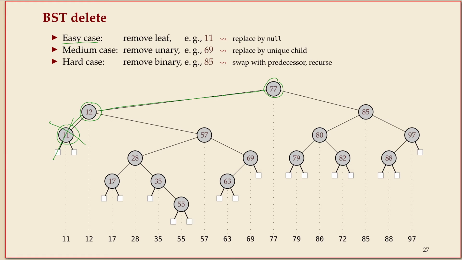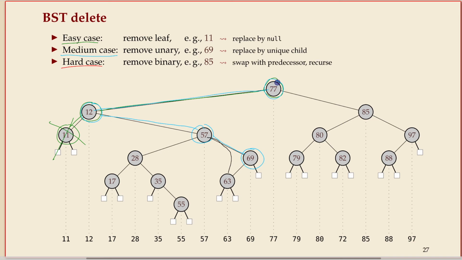A slightly harder case is if we end up at a node that has one child, like in the case of 69. In this case, we can't just remove this node because then we would leave this subtree dangling in thin air. What we instead do is we rewire the right edge from the parent to point to this single subtree that is now parentless. So the parent of 69 adopts this subtree. But then that's also an easy case because it's just a local change.